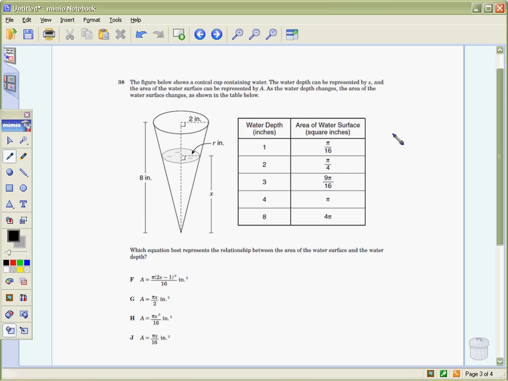Number 38. The figure below shows a conical cup containing water. Basically, it's a cone. The water depth can be represented by X, and the area of the water surface can be represented by A. As the water depth changes, the area of the water surface changes, as shown in the table. So we have this figure given to us, and we also have this information here showing us water depth versus the area of the water surface. So let's see what it's asking. Which equation best represents the relationship between the area of the water surface and the water depth?